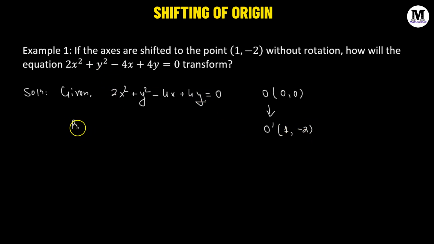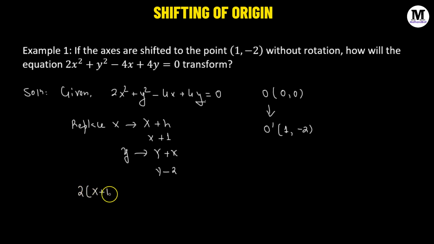All we have to do is replace the value of x with X plus h. Here h corresponds to 1, so we have X plus 1, and we are going to replace the value of y with Y plus k, where k is denoted by -2, so that means we have Y minus 2. Let's substitute this value here. Our equation is then going to become 2 times (X plus 1) whole square added to (Y minus 2) whole square, minus 4 times (X plus 1), where x is replaced with X plus 1, plus 4 times (Y minus 2), where y is replaced with Y minus 2, and that equals 0.